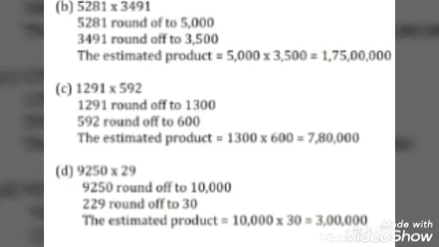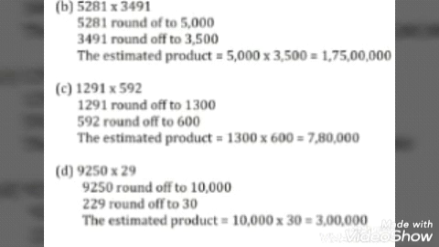Then second question, 5,281 into 3,491. 5,281 nearest hundred, 5,000. 3,491 nearest thousand is 3,500. Here multiply sign is given now, so you have to multiply the numbers.